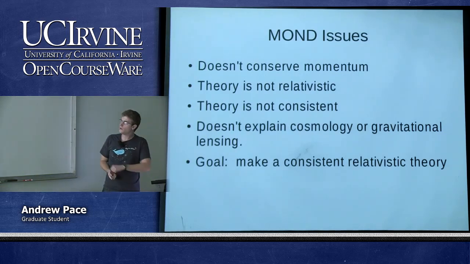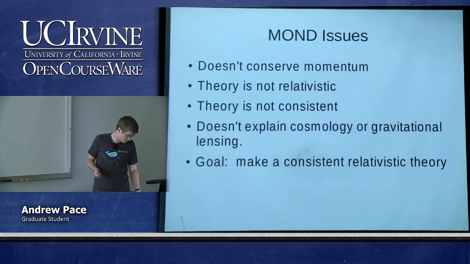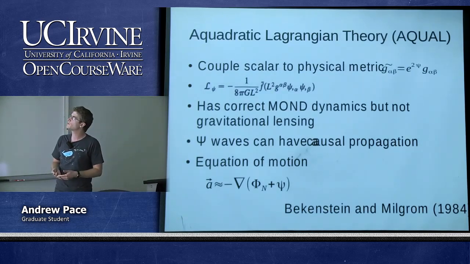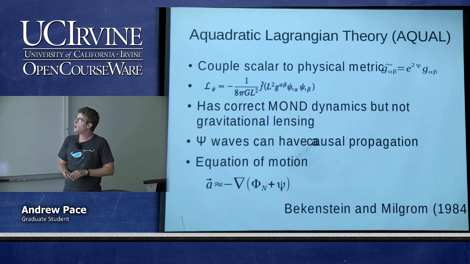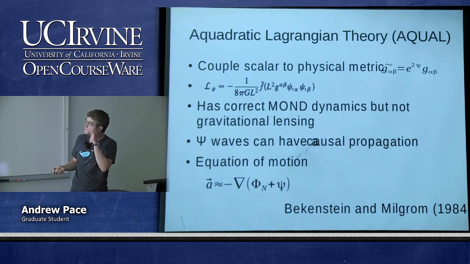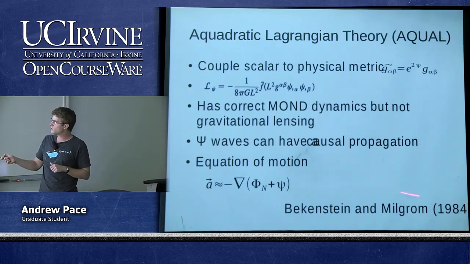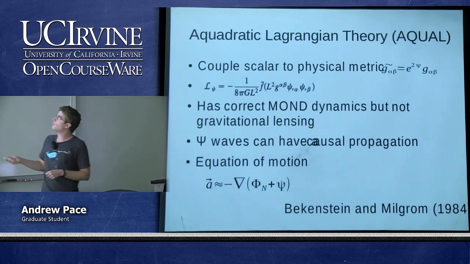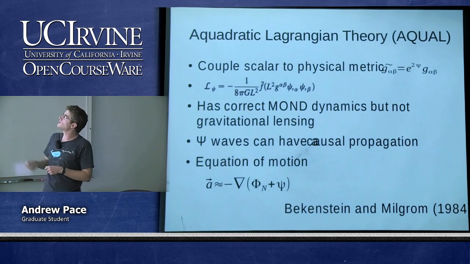Okay. So first I'm going to talk about the three starting points for the theory, and then I'll talk about a successful one. So this was something that came out almost immediately after the MOND theory was written down. And this couples a scalar to the physical metric.